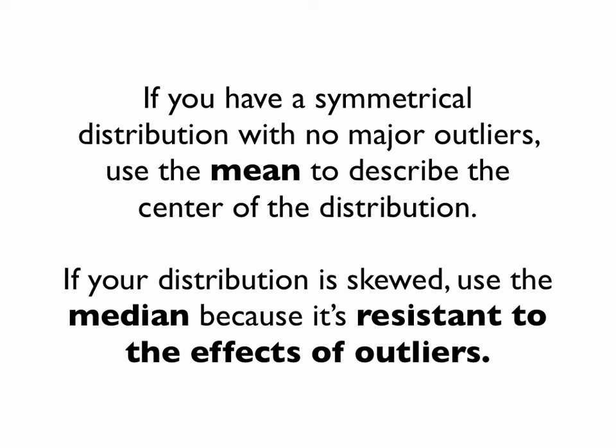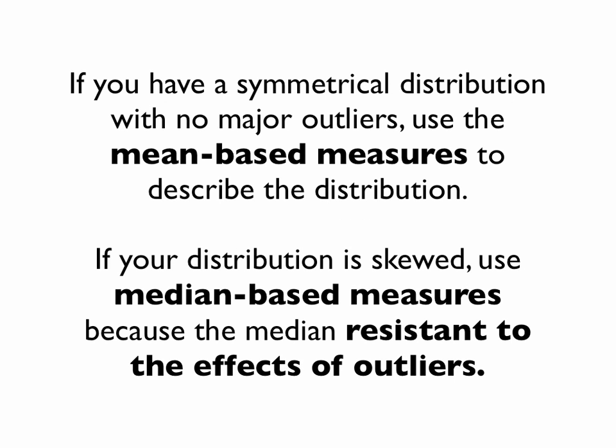So therefore, the moral of the story is, if you have a symmetrical distribution with no major outliers, use the mean to describe the center. If your distribution is skewed, you want to use the median because it's resistant to outliers. And so the following corollary then, we'd use mean-based measurements if we have symmetrical distributions. We'd use median-based measurements if we have a skew or if we have any outliers.